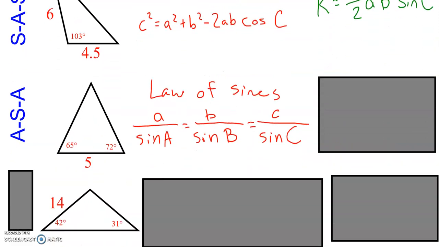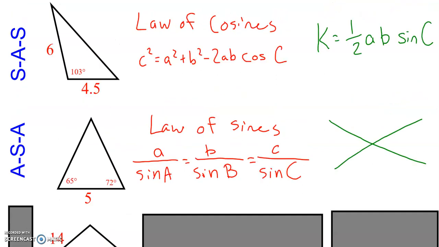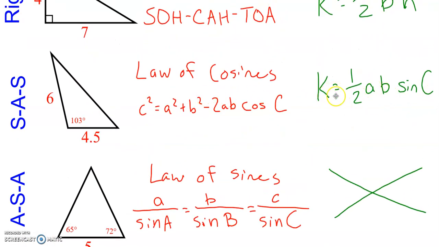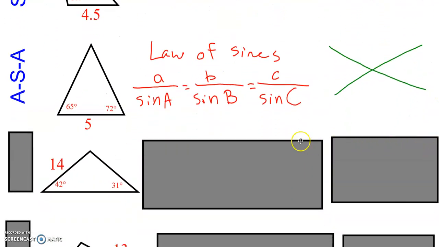To find the area of one of these triangles, we actually did not have a formula for this kind. Basically what you need to do is find the missing parts and then go back and use maybe this formula right here. Or if you find all the side lengths, you could use Heron's formula. But basically, given these three, we don't have a formula for area.